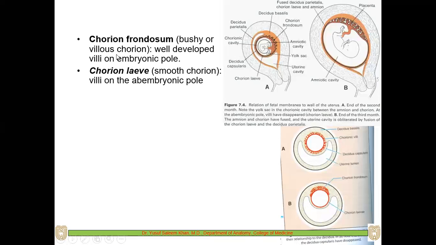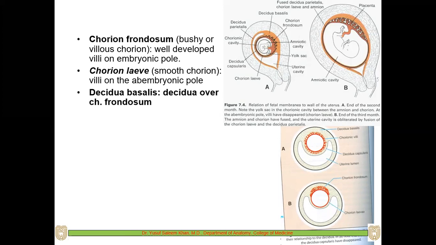Then there is something called the chorion laeve. Chorionic villi are finger-like projections. Where they develop, it is called the chorion frondosum. Where they disappear, where they are leaving, that is called the chorion laeve. Smooth chorion, without villi, on the abembryonic pole. So where they disappear, this part is called the chorion laeve. So: chorion frondosum and chorion laeve.